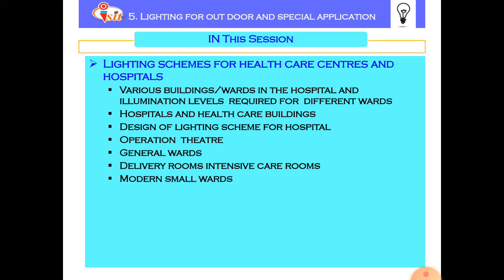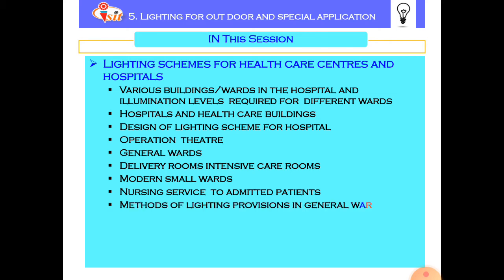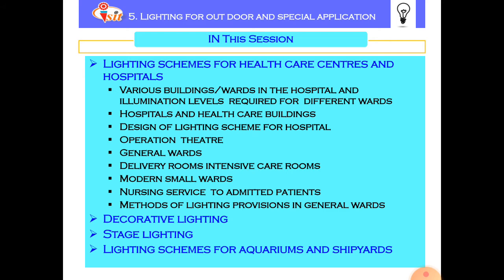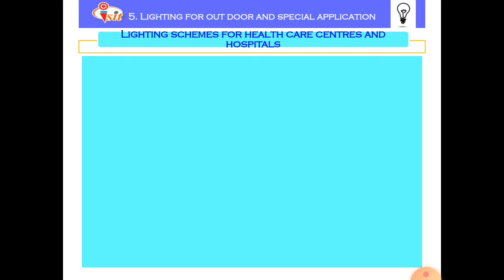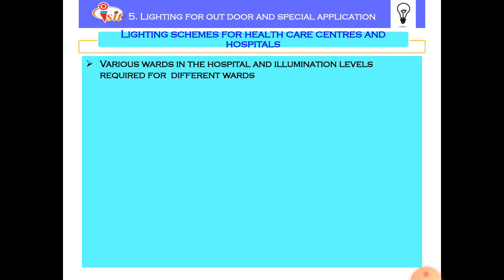Modern small wards, nursing service to admitted patients, methods of lighting provision in general wards, decorative lighting, then stage lighting, and lighting scheme for aquariums and shipyard. So let us start with the various buildings or wards in the hospitals and illumination level required for different wards.